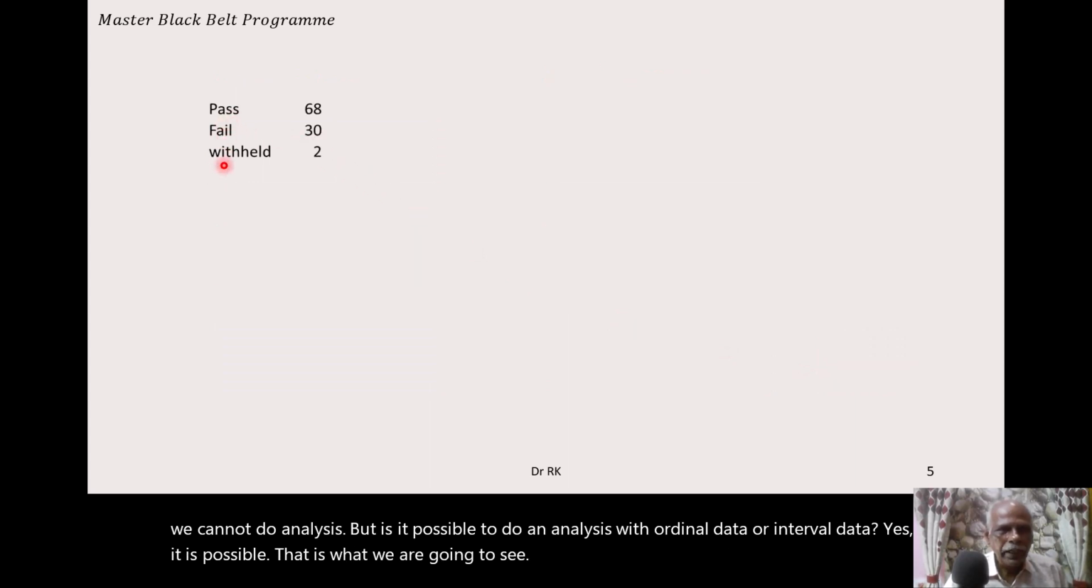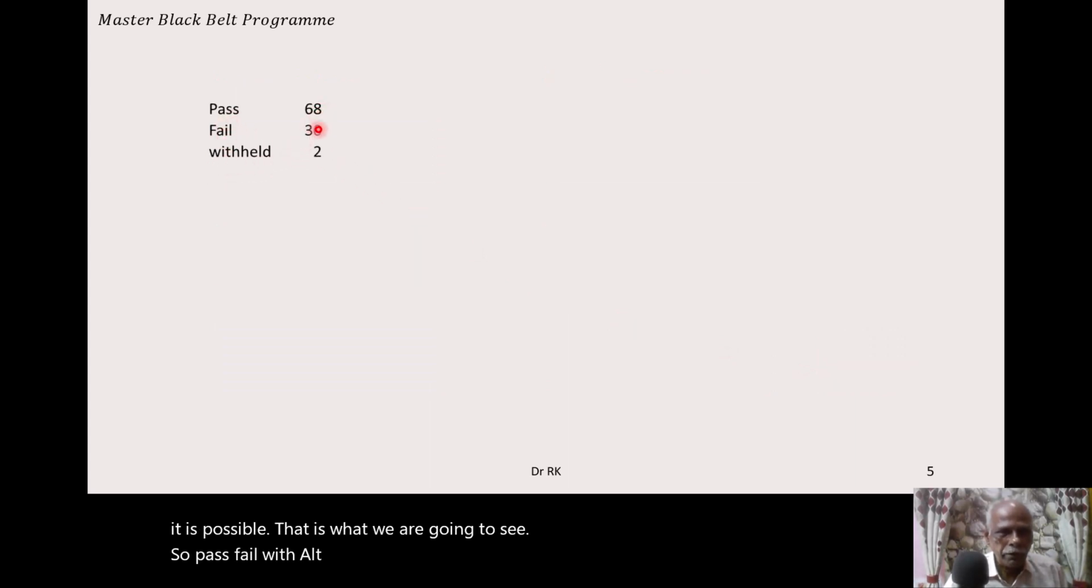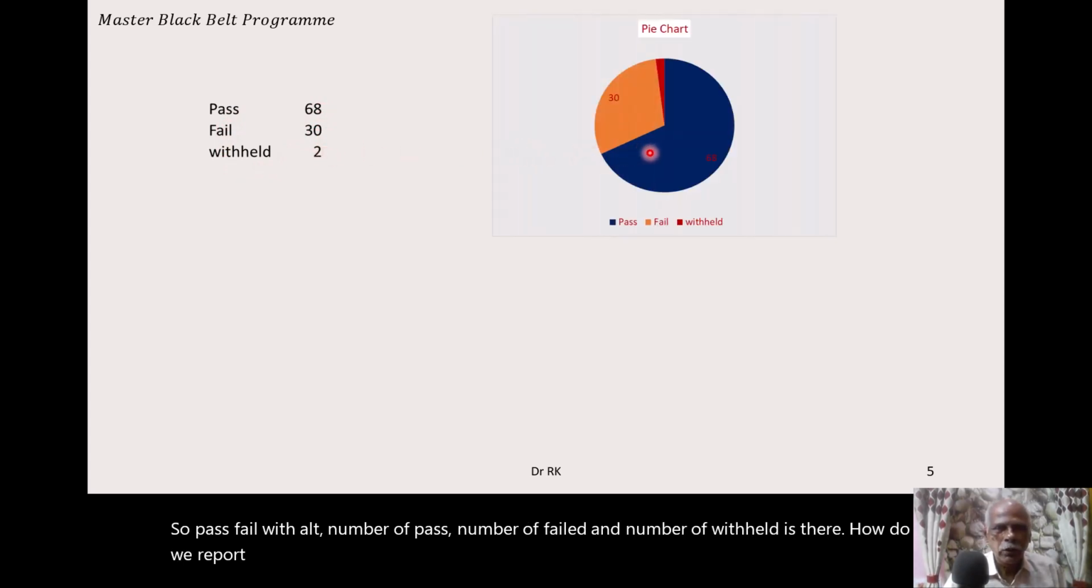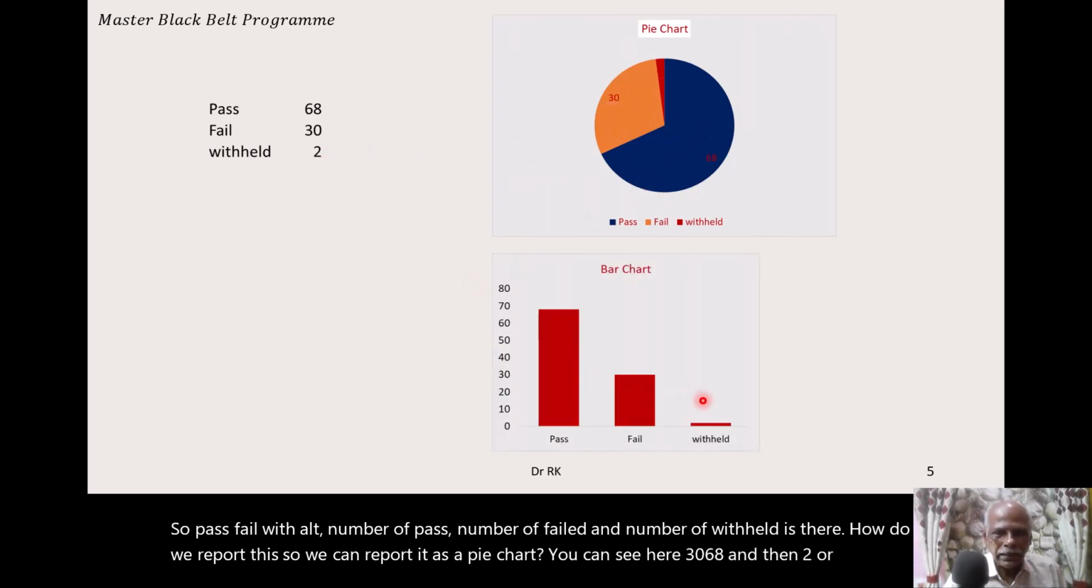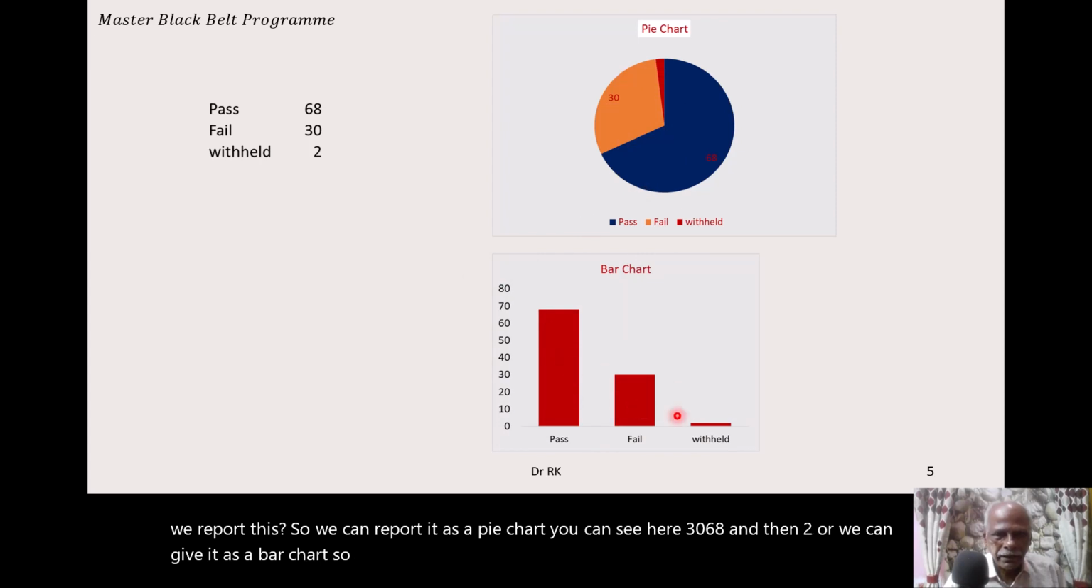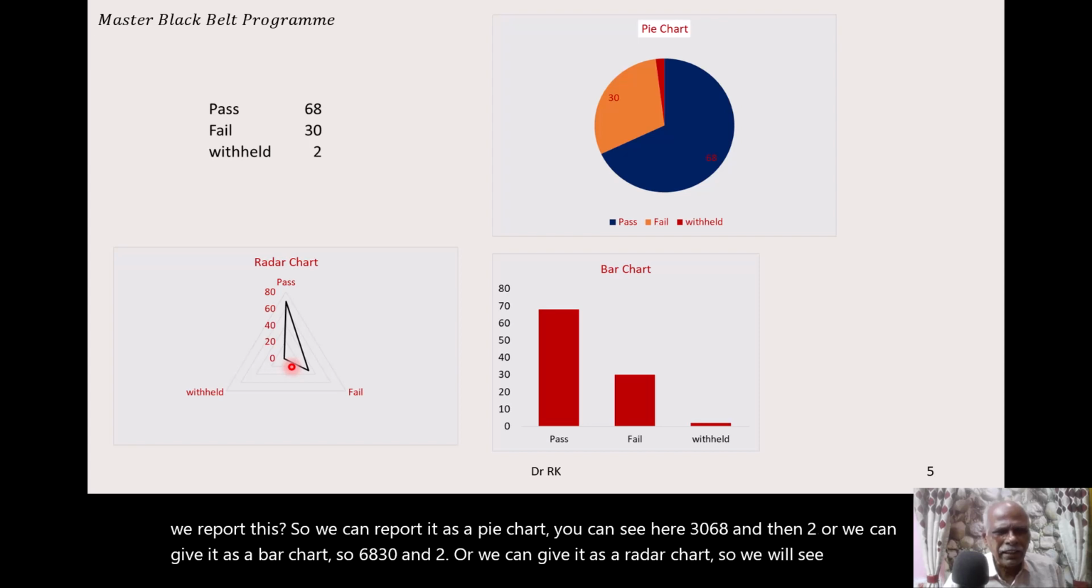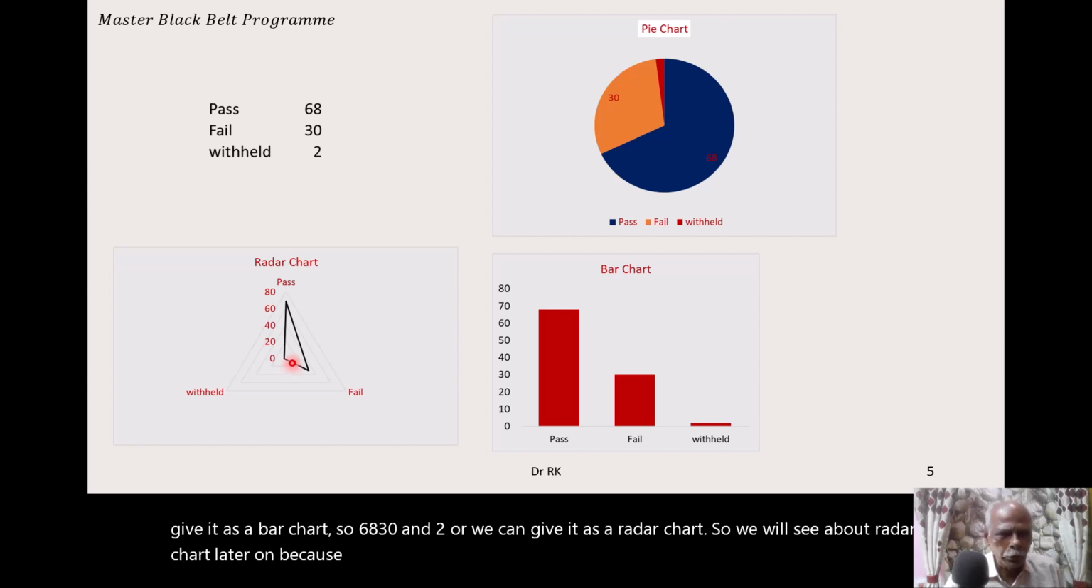So, pass, fail, withheld. Number of pass, number of fail and number of withheld is there. How do we report this? We can report it as a pie chart. You can see here 30, 68 and then 2. Or we can give it as a bar chart: 68, 30 and 2. Or we can give it as a radar chart. We will see about radar charts later on, because the radar chart is also mostly used. We are splitting into 3 parts: pass, fail and withheld. From the 0, how far is it? We mark it and then draw a line.